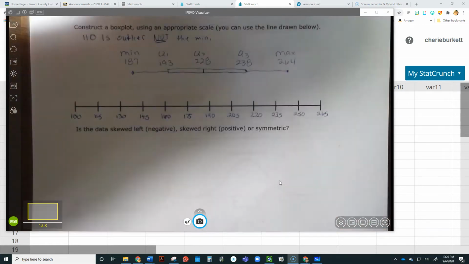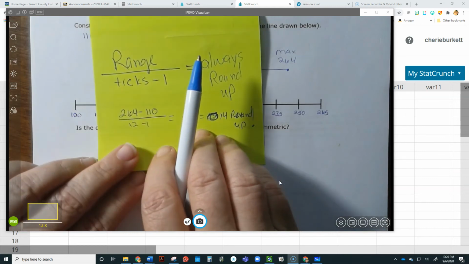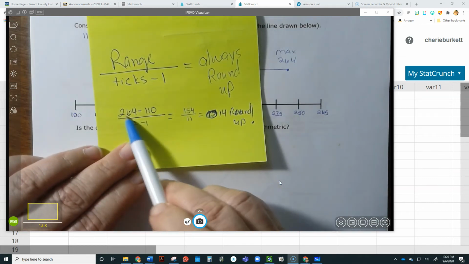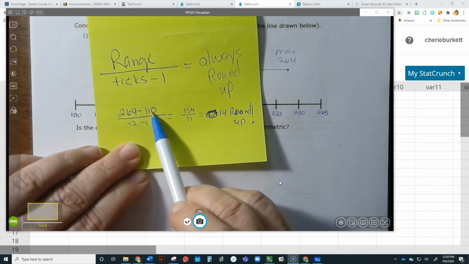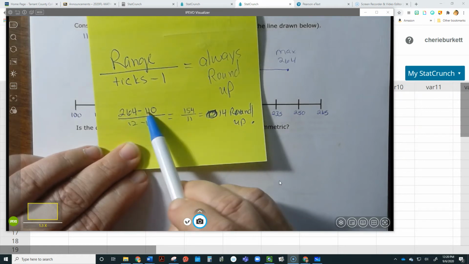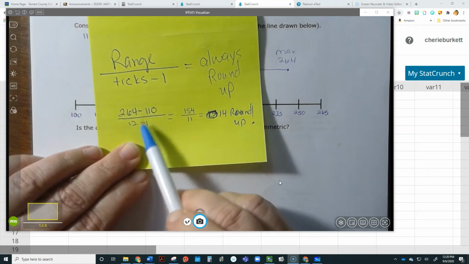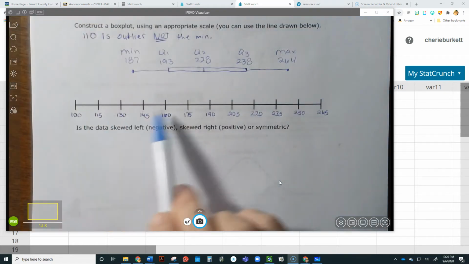I'll show you a quick little formula. If you're not sure how to do this, this way will always work. Take your biggest number in your data set and the smallest number in your data set, find the difference between them, that's the range, and then take the number of tick marks that you have.